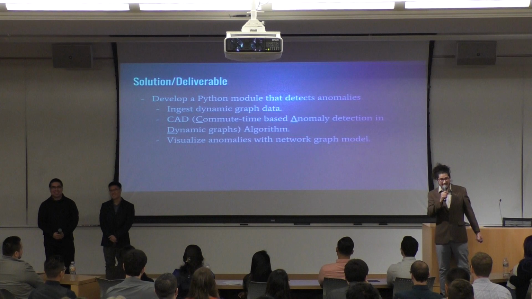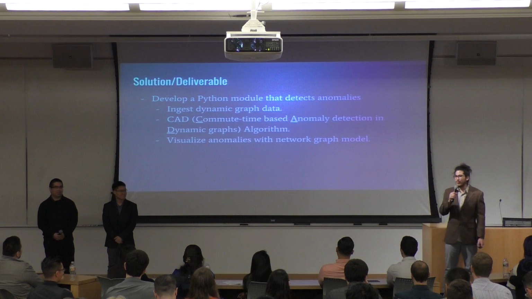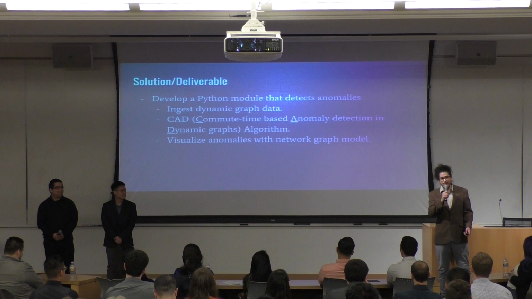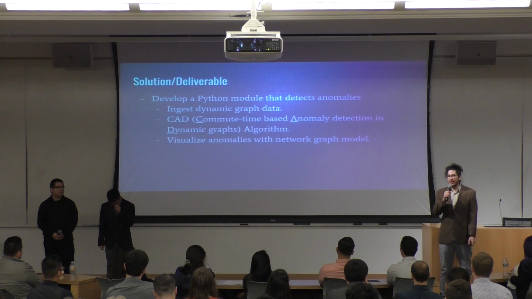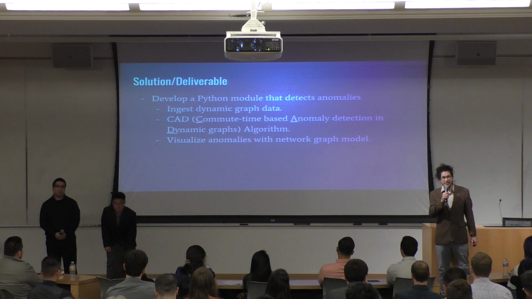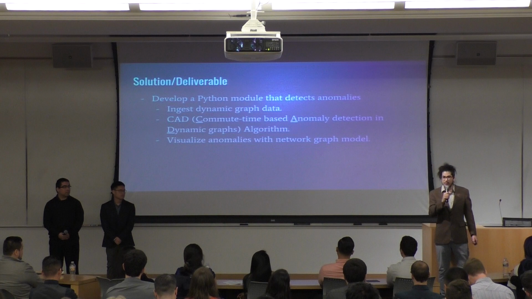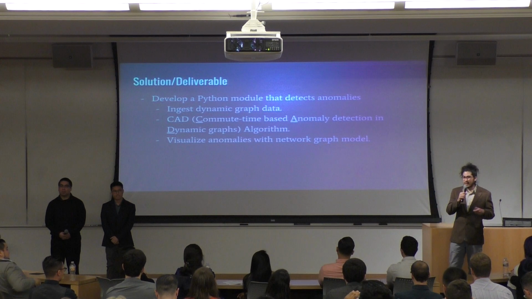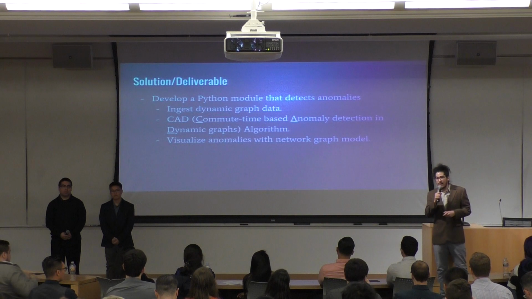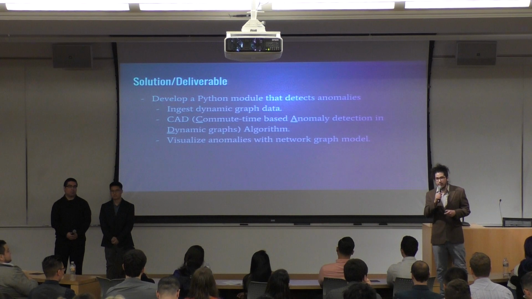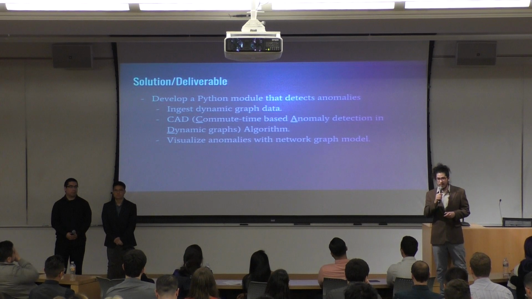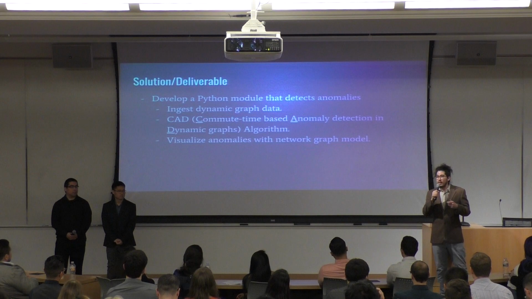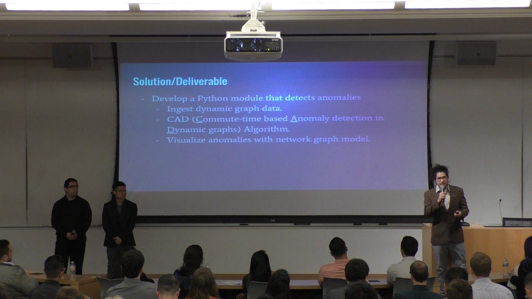So our solution/deliverable to this problem will come in the form of a Python module. This Python module should be able to do 3 things. First, it should be able to ingest user graph data. Second, it should be able to detect anomalies using the CAD algorithm, CAD standing for Commute Time-Based Anomaly Detection for Dynamic Graphs, which was given to us by our mentor Kumar. And last but not least, visualize these anomalies using a network graph model.